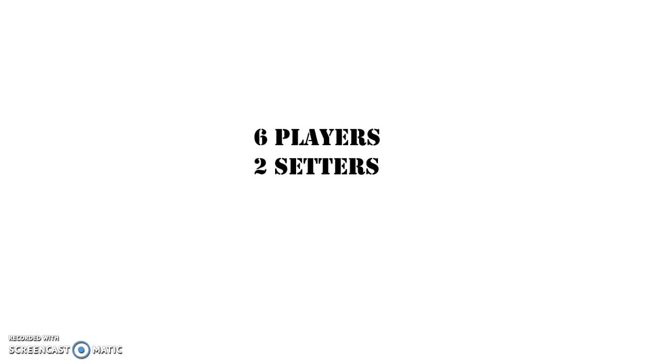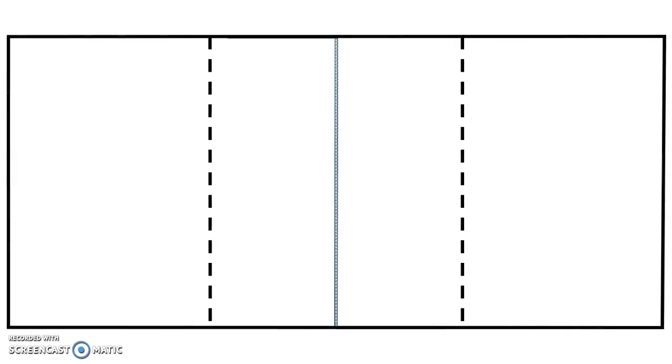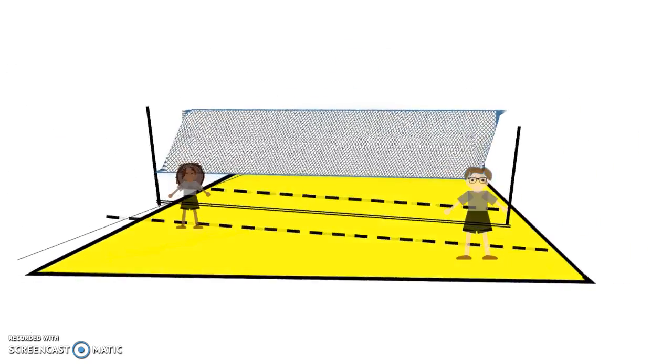Today we're going to talk about the 6-2 offense. What the 6-2 offense means is that there are 6 players on the court, with 2 of them being setters. To understand why this offense is used, we're first going to look at the restrictions on the back row player as opposed to the front row player. So let's go ahead and look at that.